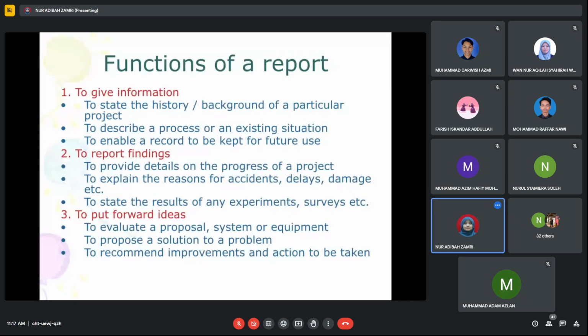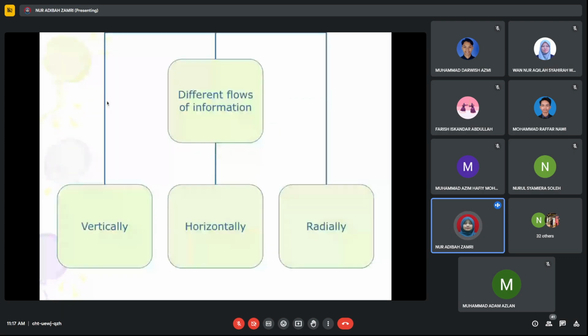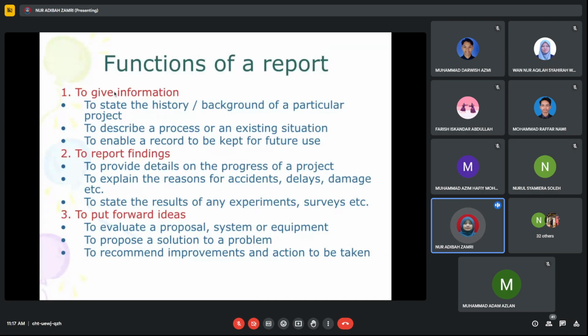Okay, so these are the functions of report: to give information, to report findings, and to put forward ideas. So these are basically three functions of report. Number one is to give information. For example, if you want to report about tasks that you have done to your manager, then you have to write a progress report. So this is just an example. You have to provide all information about the task, to report everything to your manager.